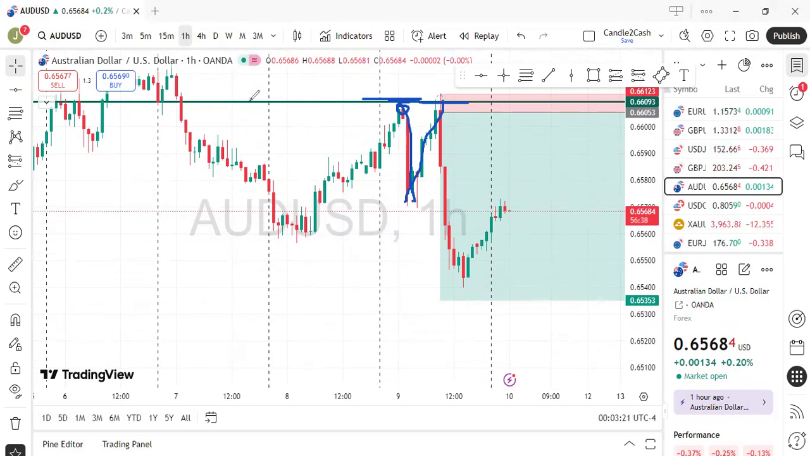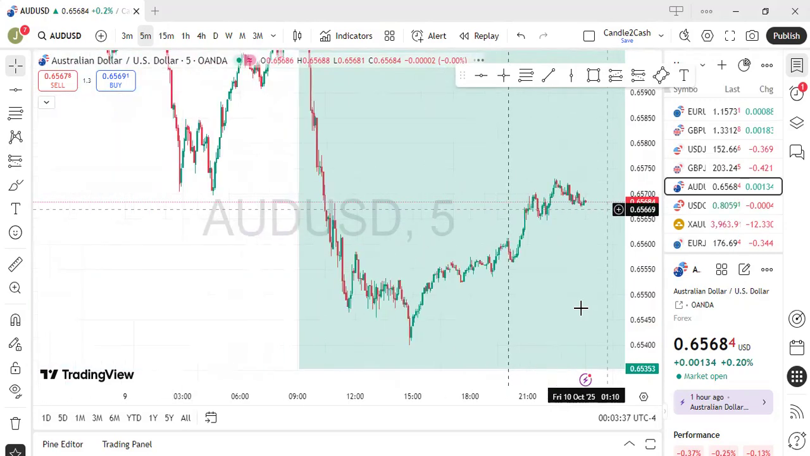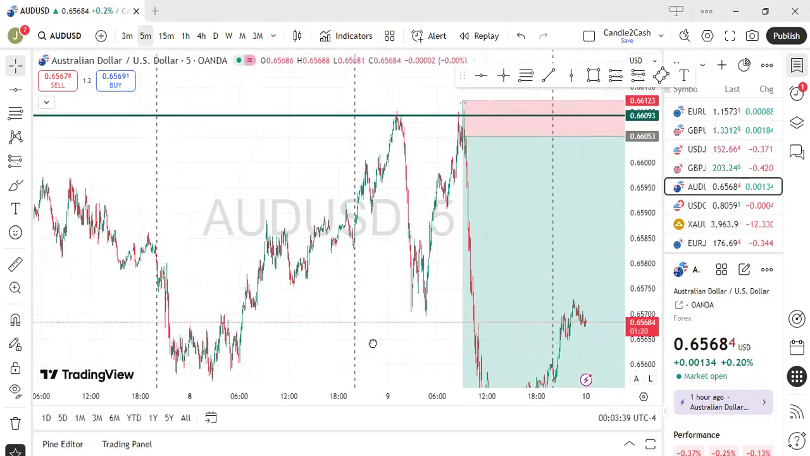So let's see what's happening in the lower time frame. Very interesting. This is our area of interest. The market has touched it. It's touching it again here. So let's go to a lower time frame. We have all of these details in our class. So let's go to 5 minutes and see what we did in 5 minutes to get into the market.